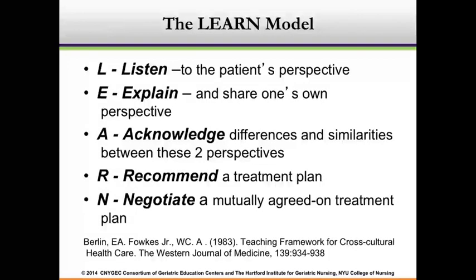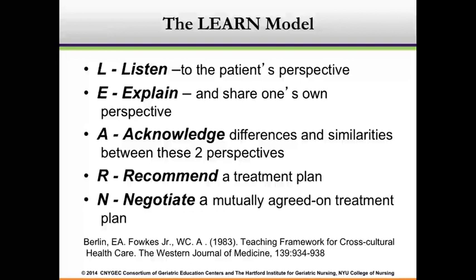So there's one model that's really interesting in terms of how you can try to get cultural competence in your clinical encounter, and that's this LEARN model, which takes the first initials of each of the component parts. So you need to listen to the patient's perspective, explain and share your own perspective, acknowledge the differences and similarities between these two perspectives, recommend a treatment plan, and then negotiate a mutually agreed upon treatment plan.